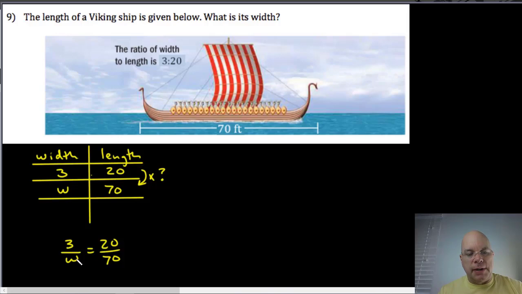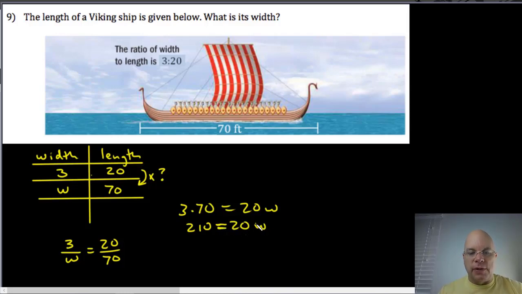Okay, we spent time in class discussing why you can use cross products, so I'm not going to extend the video unnecessarily, but we know that these cross products have to be equivalent. So 3 multiplied by 70 has to be equivalent to 20 multiplied by W. 3 multiplied by 70 is 210. 210 equals 20W. We simply have a one-step algebraic equation. We spent a whole unit on solving algebraic equations.